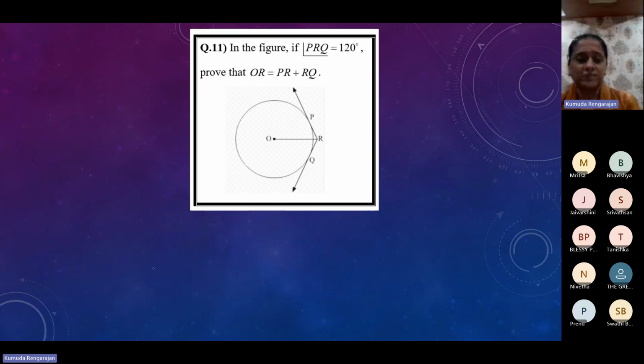Okay, I'm winding up this one, just 2 minutes. In this figure, PRQ is equal to 120 degrees. Listen carefully. PRQ is 120. This angle, PRQ is 120 degrees. You'll have to show that OR, this is OR. 1 second, please.